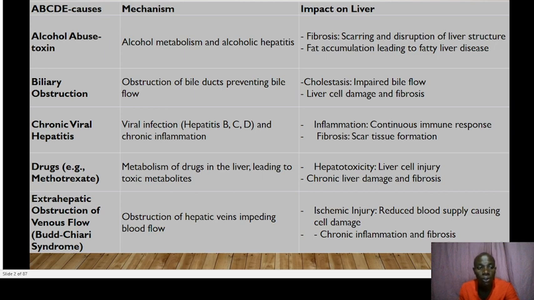A is the alcohol abuse, B is the biliary obstruction, C we are talking of chronic hepatitis. D, we have drugs like methotrexate that we have mentioned in our case. Then lastly, we have extrahepatic obstruction of the venous flow, what is generally referred to as the Budd-Chiari syndrome.